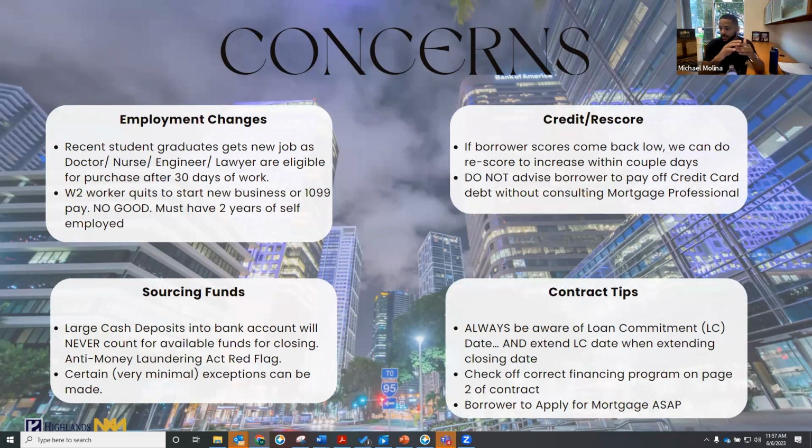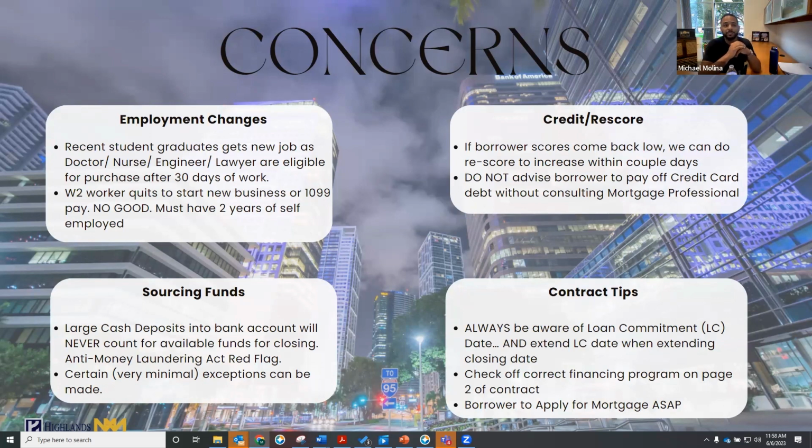Contract tips: always be aware of your loan commitment date, and extend your loan commitment date when you're extending your closing date. So if we need to extend closing, I would usually suggest that you extend your loan commitment date as well, because you never know what's happening. Typically, we're extending closing because usually we're extending the loan, or there's something with the financing that needs to be done, right? So just make it good practice that when you're extending the closing date, you also extend the loan commitment period, just to protect your buyer realistically.